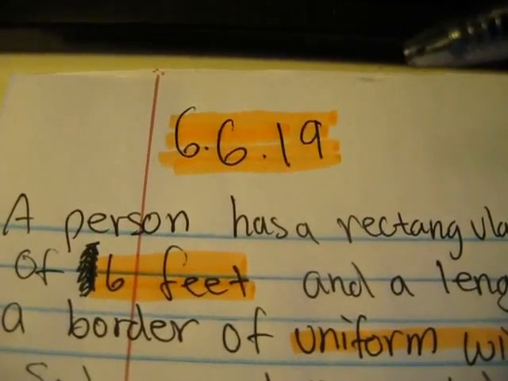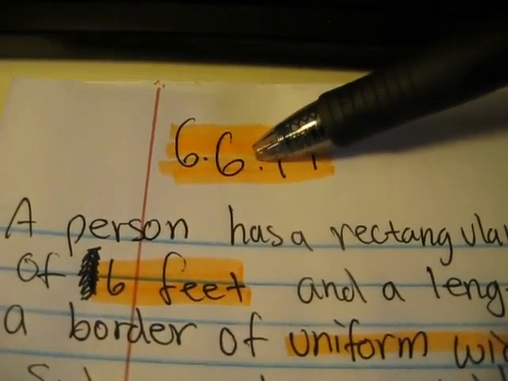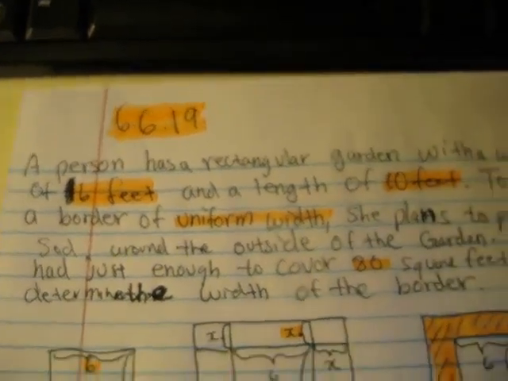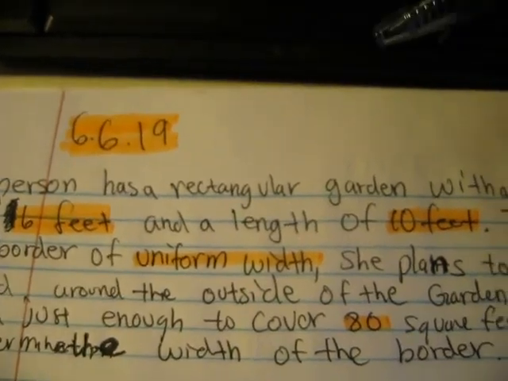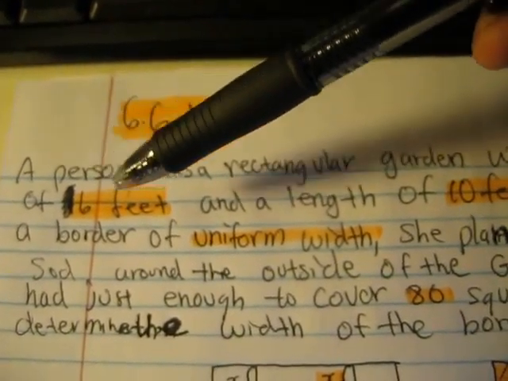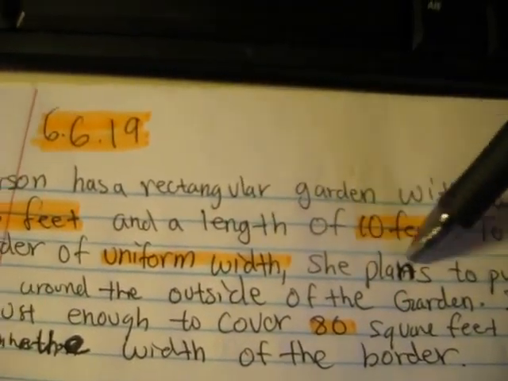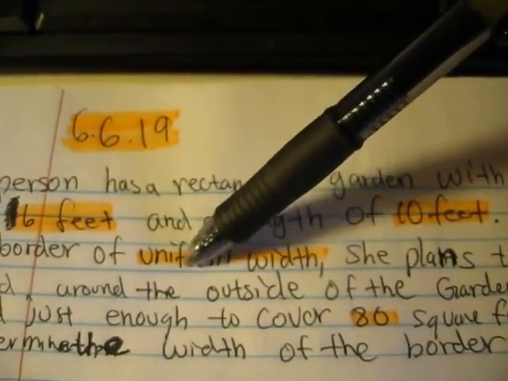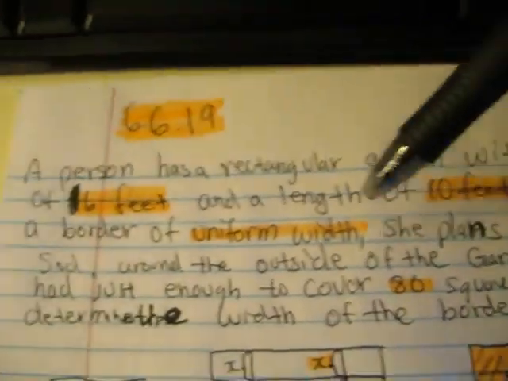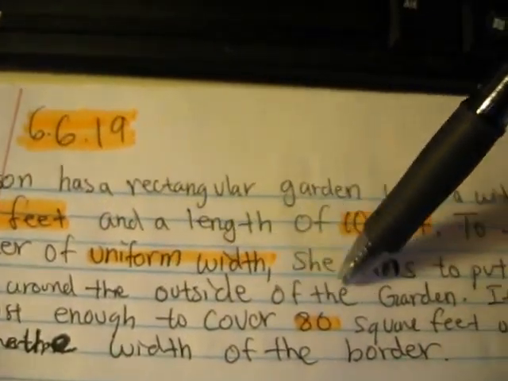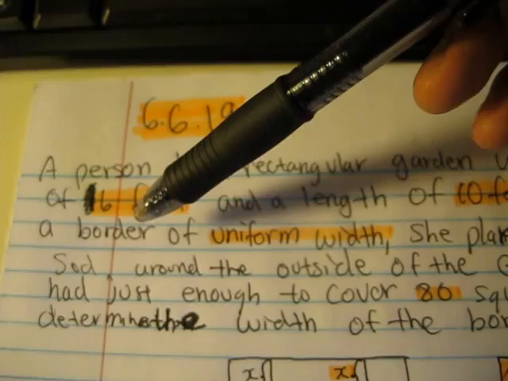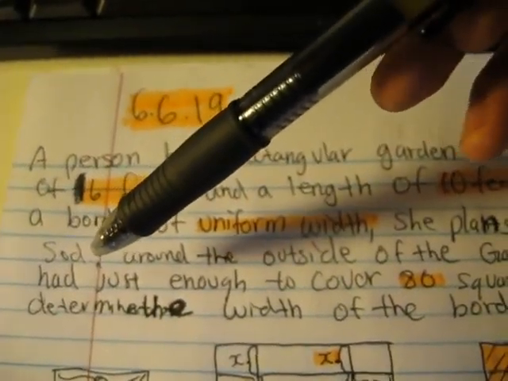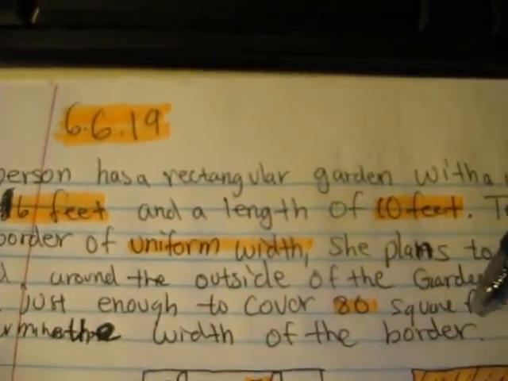I'm going to be doing the question from chapter 6, section 6, problem 19. So the problem is, a person has a rectangular garden with a width of 6 feet and a length of 10 feet. To form a border of a uniform width, she plans to put sod around the outside of the garden. If she has just enough to cover 80 square feet of the land, determine the width of the border.